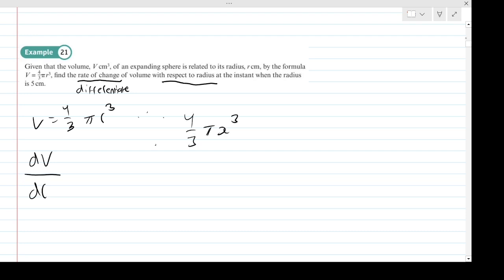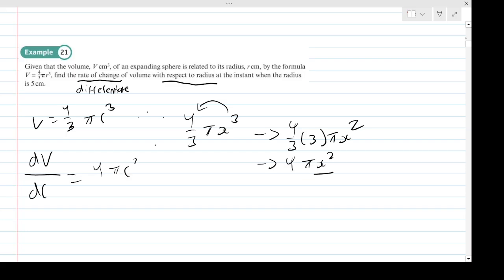But then how do you differentiate that if it's just x? That would go to the 3, the power comes to the front. So it'd be 4/3 times 3 pi x, and then we knock 1 off the power, that'd be x squared. So 4/3 times 3 is just 4 pi x squared. Well, actually, that's my differential, but x is r, so it'd be 4 pi r squared.